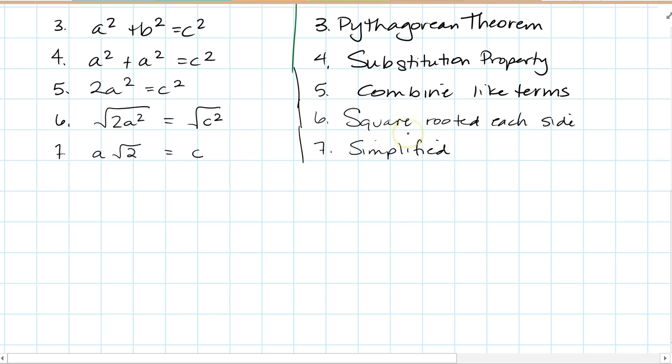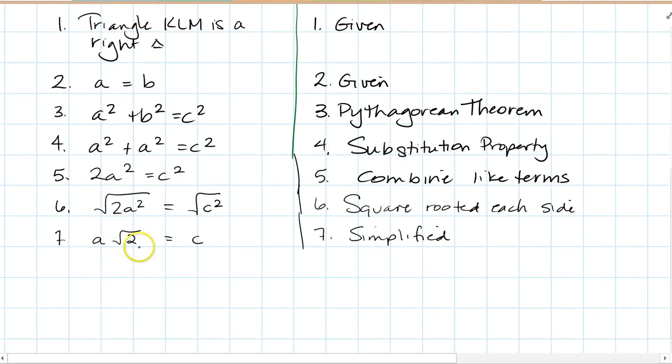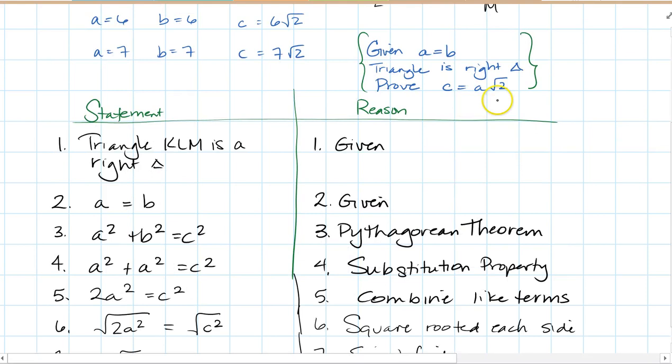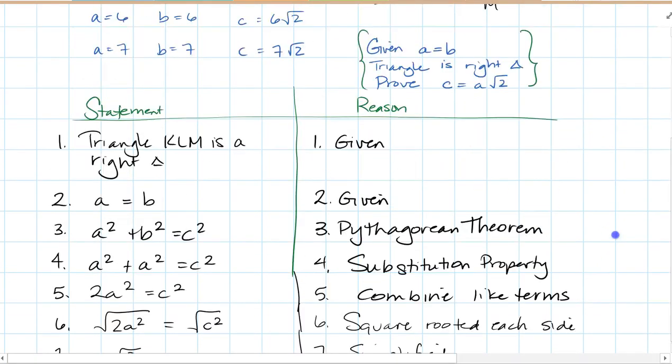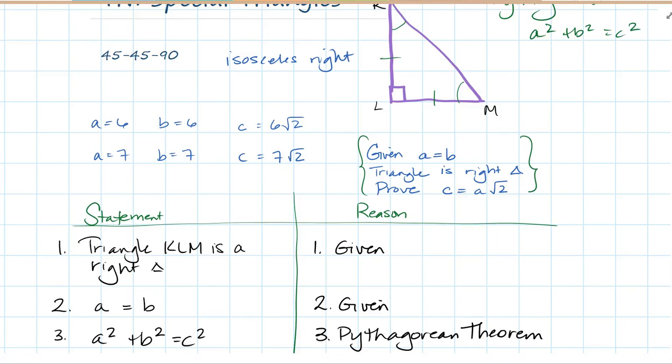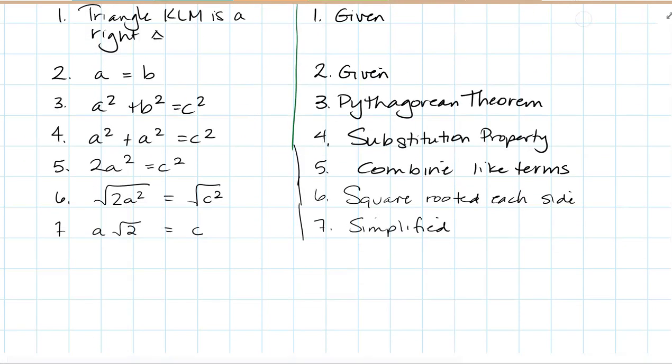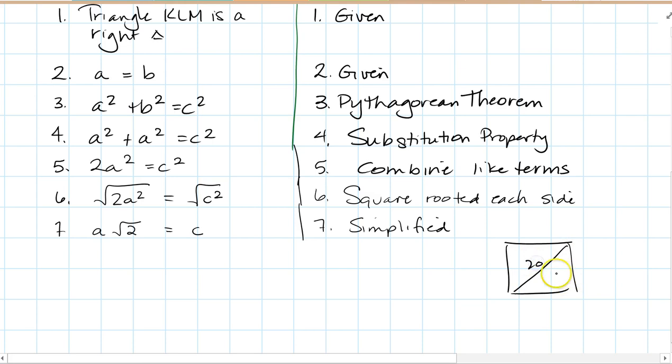But look at the deal. So a root 2 is equal to c, and that was what I was trying to prove. So that is why every time you have a 45-45-90, when a and b are equal, c is just that times root 2. So if I had a square and I told you that diagonal was 20, isn't that just two right triangles?